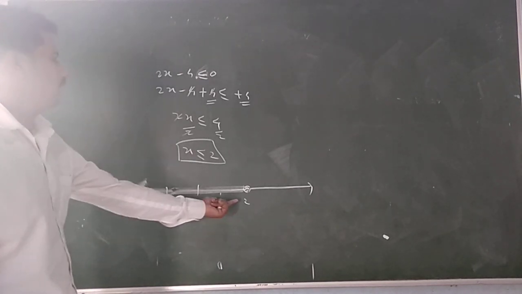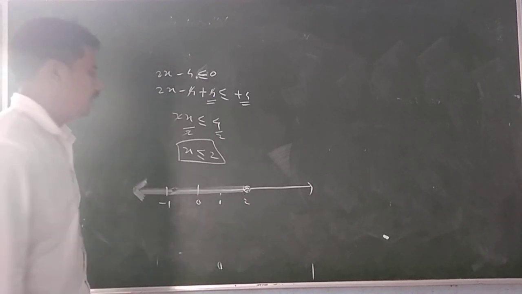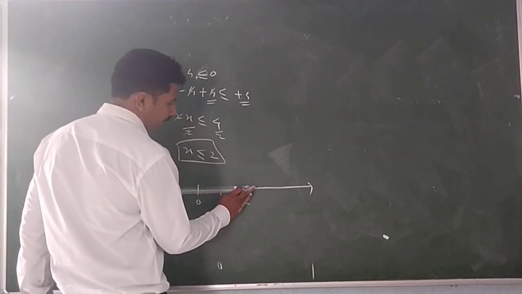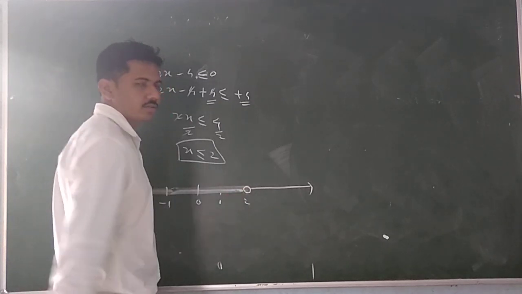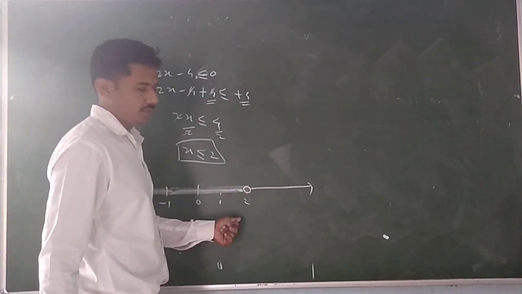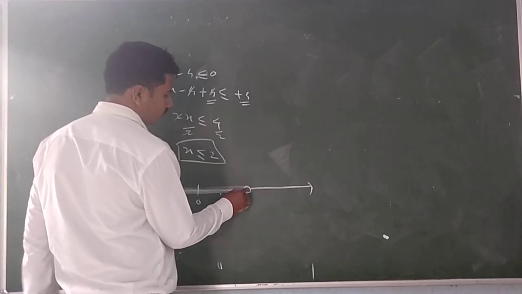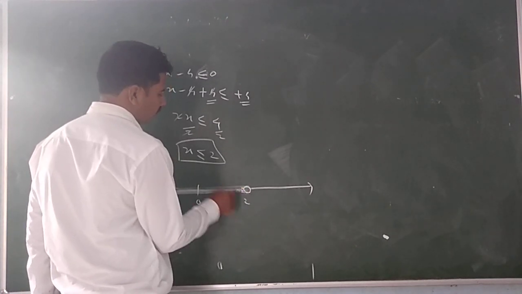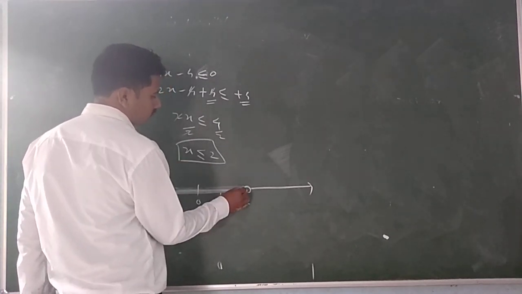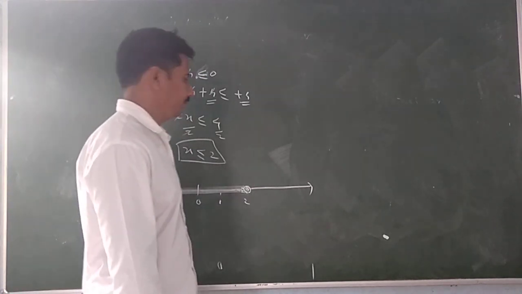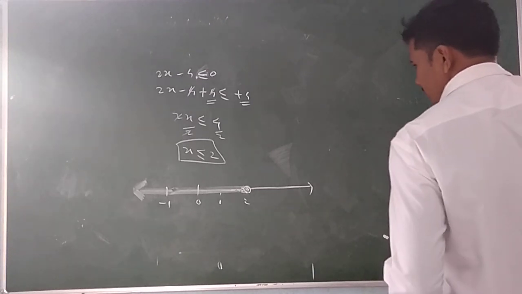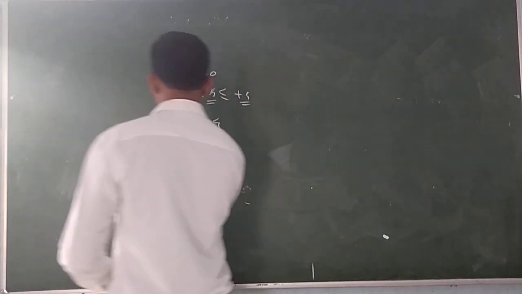So I see all the numbers, including 2. If I made an empty circle here, that means we are not including 2 within it. So including 2 and excluding: this is excluding, but 2 is included. So we make a dark circle for included and an empty circle for excluded. Remember. So this is the final solution of the linear inequality.